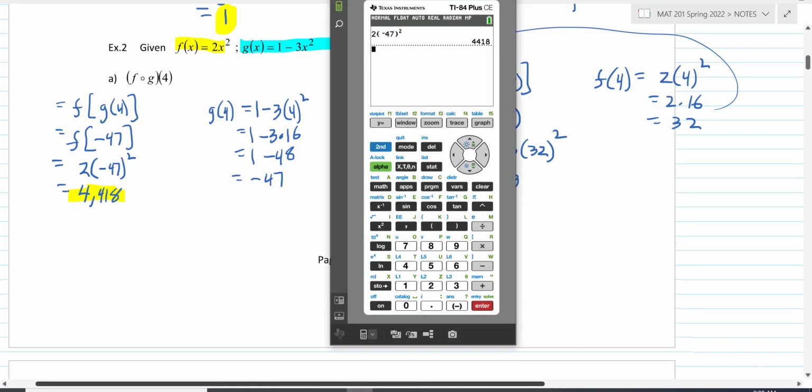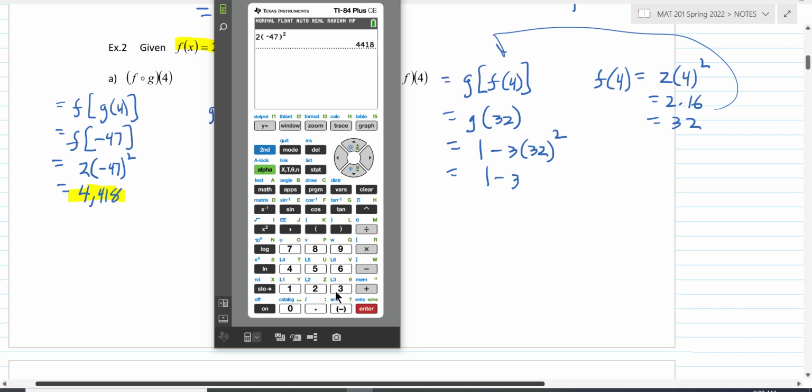You follow order of operations. You could put this in one step on the calculator, but just a quick little order of operations review. That would be 3 times 1,024. You do exponents, then multiply. So now if I do 3 times 1,024, that will give me 1 minus 3,072. And then you can get the answer from there.